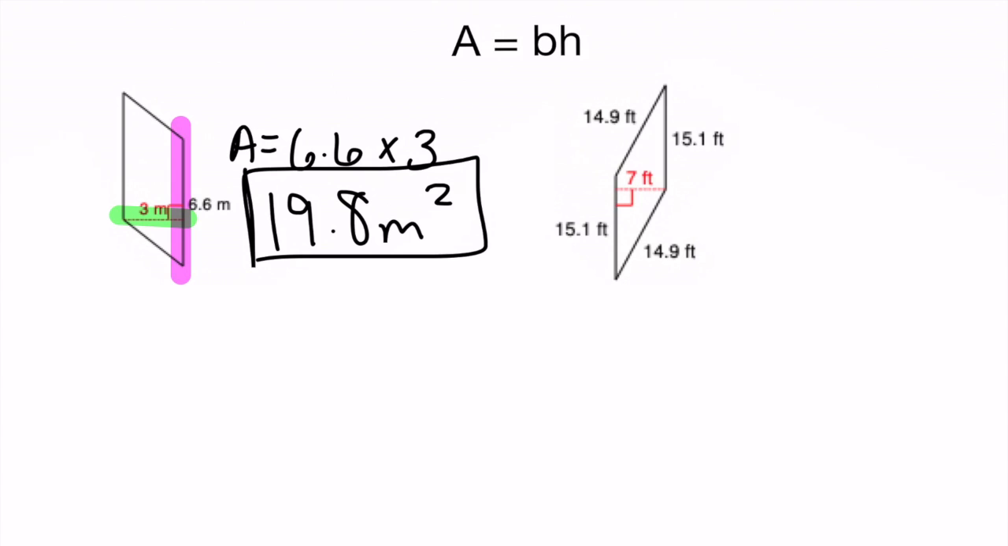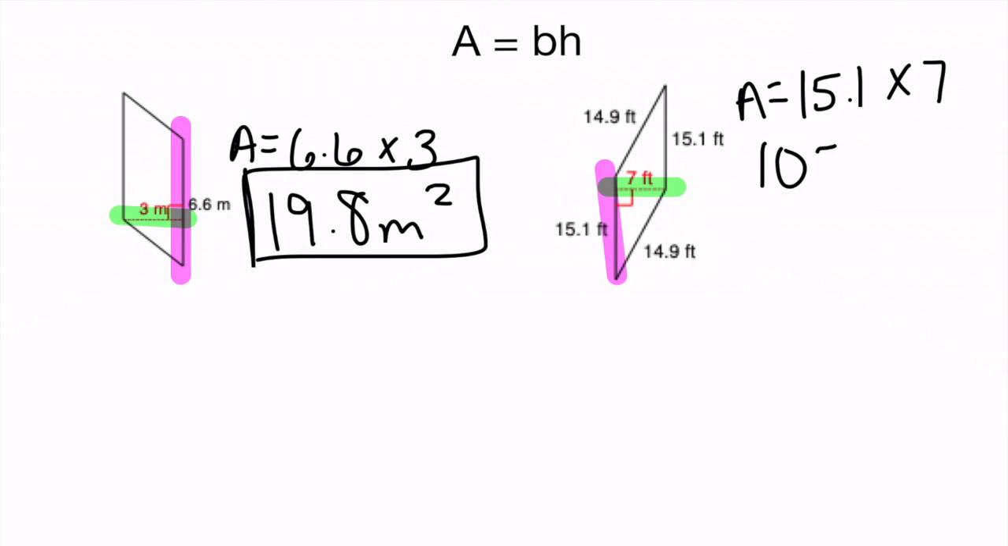Okay, again with this one, we have our base and our height. Remember, they're going to make a T. So our area equals our base of 15.1 times our height of 7, which will give us an area of 105.7 feet squared.